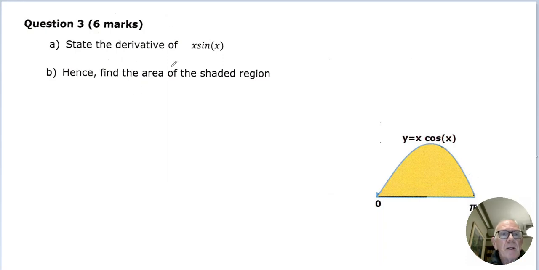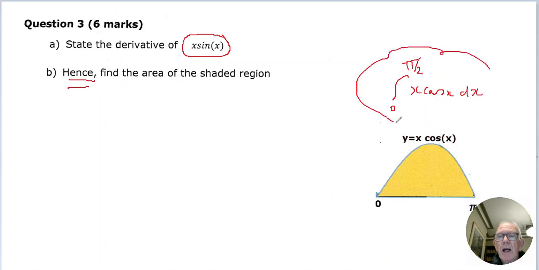So question number 3 is an integration by recognition because we were told to take this derivative, hence use that answer to find this area. Now this area here will be the integral from 0 to pi on 2 of x cos of x dx. Now I can't take that antiderivative because there's an x there and an x there.